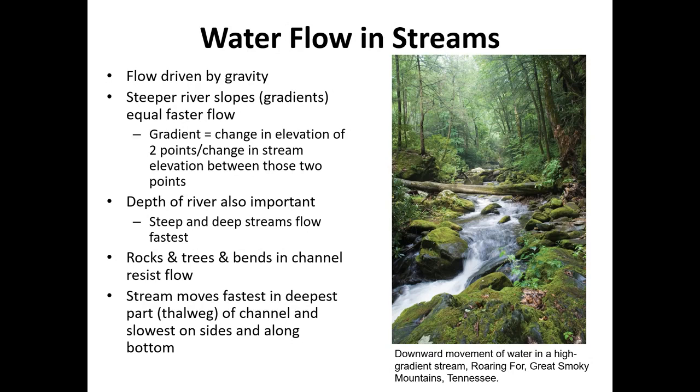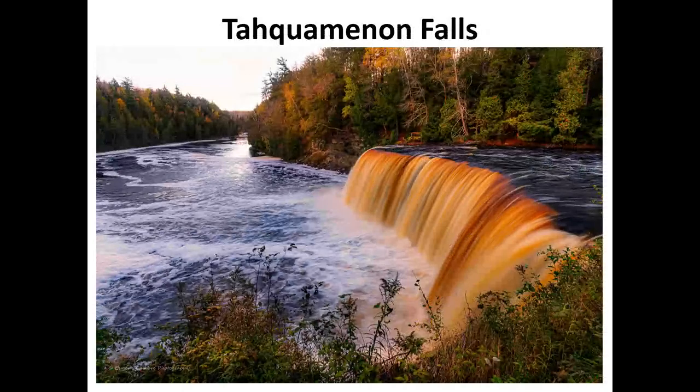It's basically just change in elevation plus length, and then you divide the change in elevation by the length in order to get the slope of the gradient. This is an example of a very sharp gradient.